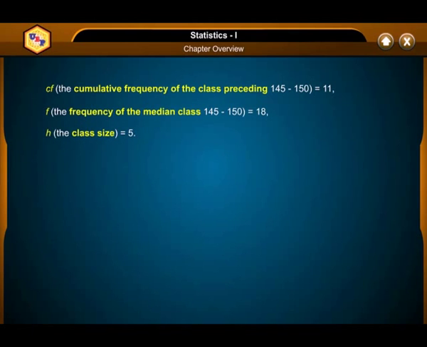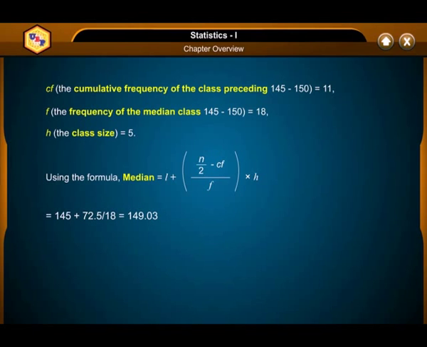H, the class size, is equal to 5. Using the formula, median is equal to L plus (n/2 minus CF) upon F into H, equal to 145 plus 72.5 upon 18, equal to 149.03. So the median height of the girls is 149.03 centimeters.